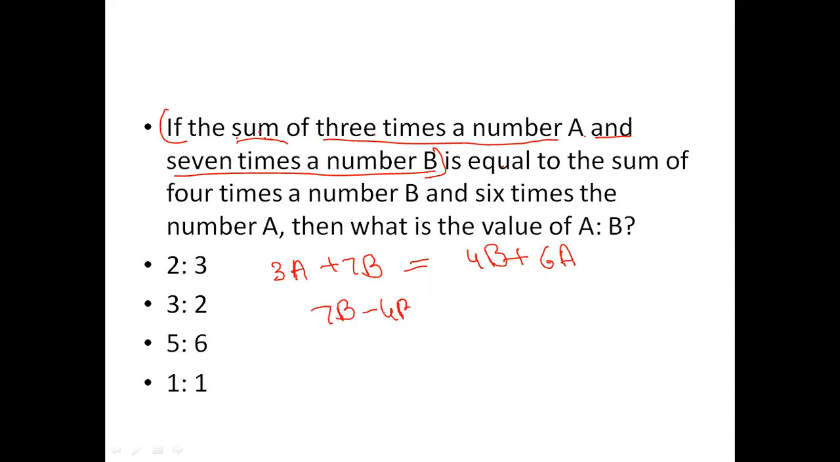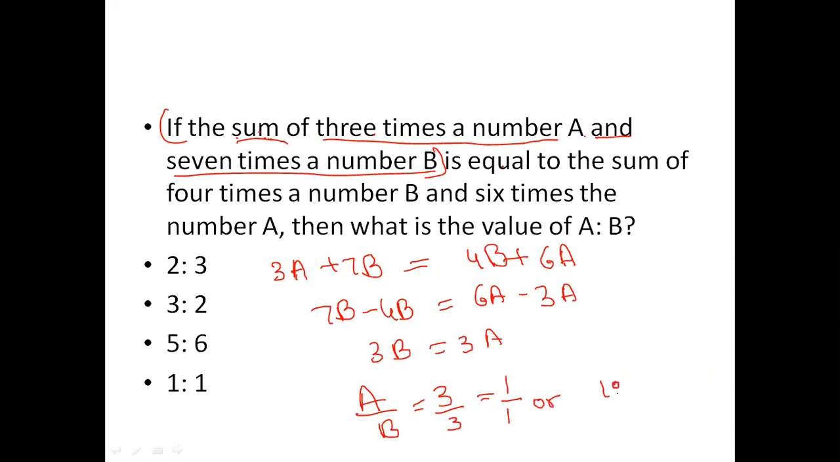7B minus 4B, that is equal to 6A minus 3A. So you can write this as 3B equal to 3A. So A divided by B is equal to 3 by 3, which is 1 by 1, or otherwise you can write it as 1 is to 1. Okay, so what's the answer for the question? Answer is option D.